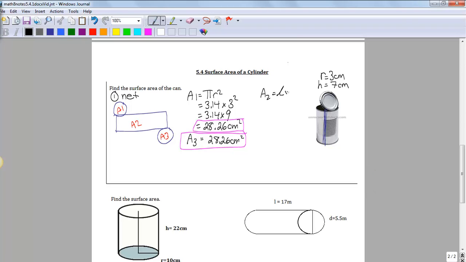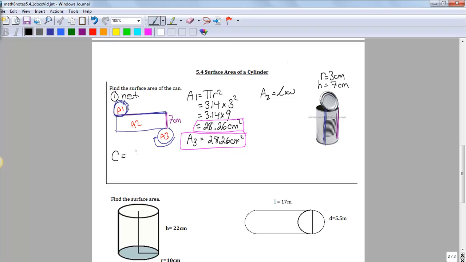Two areas done. Time to get that final rectangle, A2: length times width. You've got to use the right formula. Now we know that this part right here is 7 centimeters. What we don't know is the other side of the rectangle. You remember from class, the circumference is the same as the length of that side. Think about the circle wheeling its way down that side, and you get the same. So we're going to have to take a time out and find circumference.